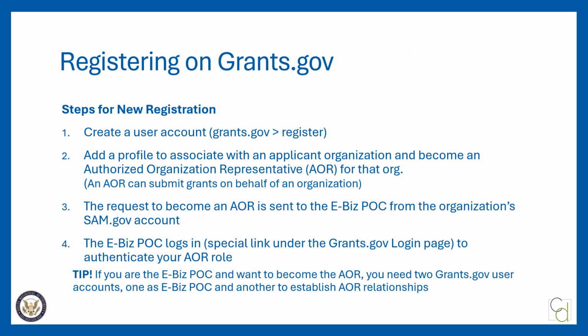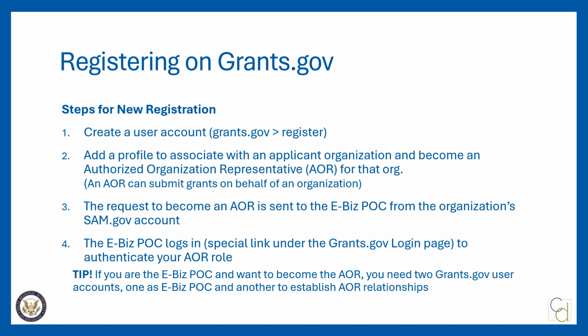If you are not registered with grants.gov, this is also a process that you should start right away. To register, first create a user account, go to grants.gov and select register. Add a profile to associate with your organization and become an authorized organization representative for that organization. The AOR is authorized to submit grants on behalf of an organization.